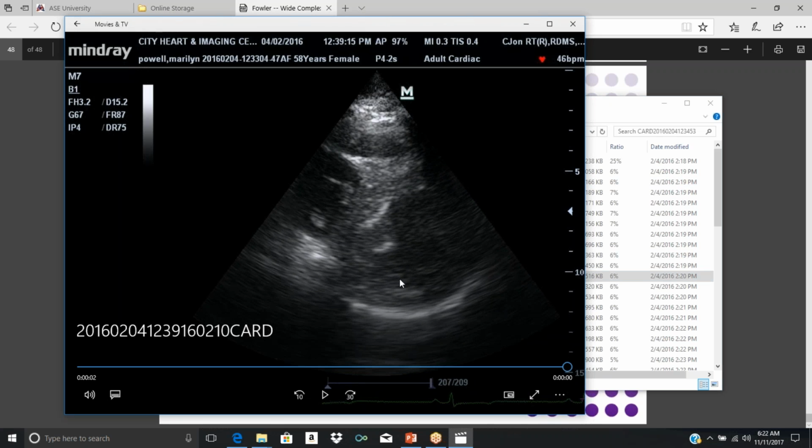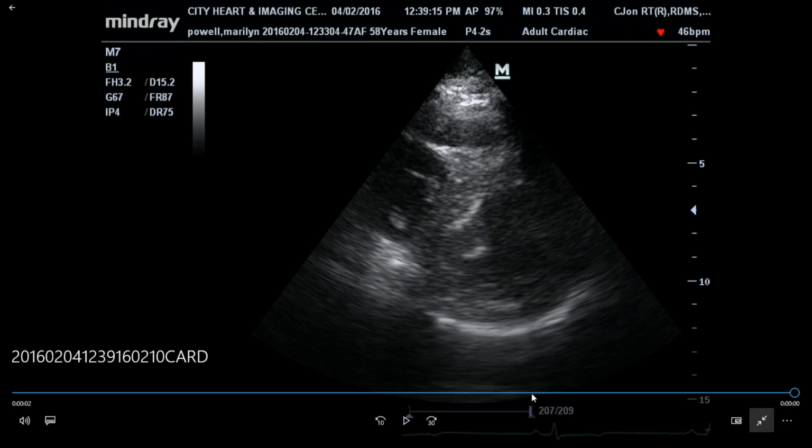So you move on from the short axis at the level of the aorta. So you have to develop your own protocol. You might start at the apex and then go to the short axis at the level of the aorta, or you may start at the aorta and go to the apex. You have to develop your own protocol.